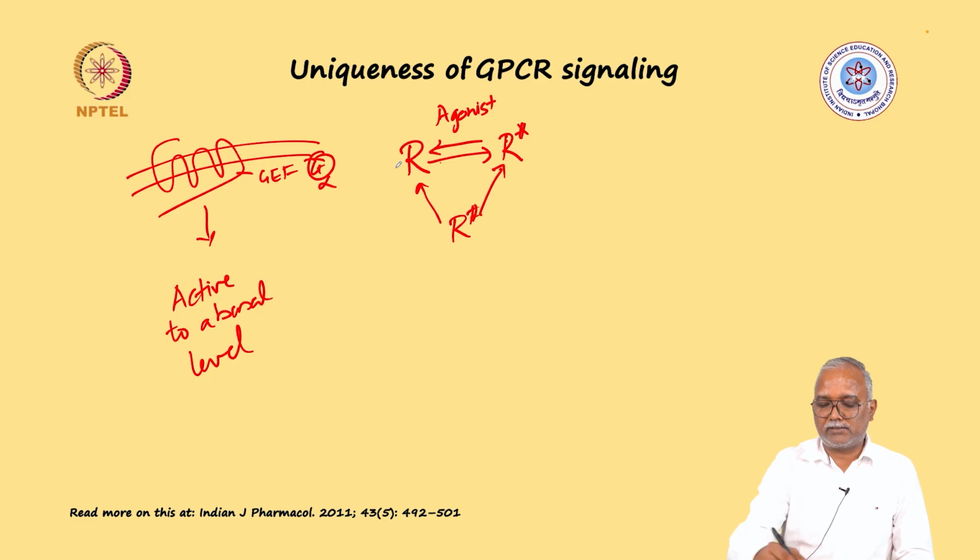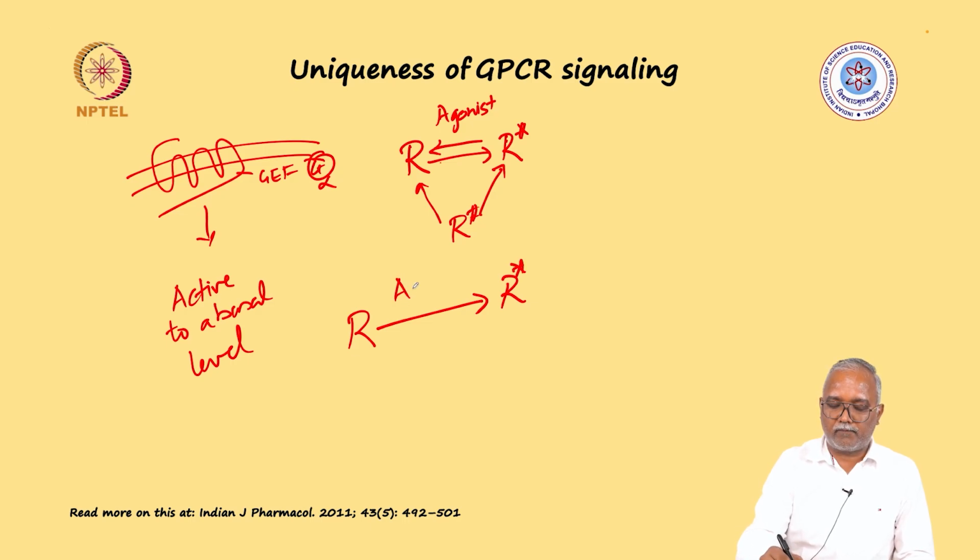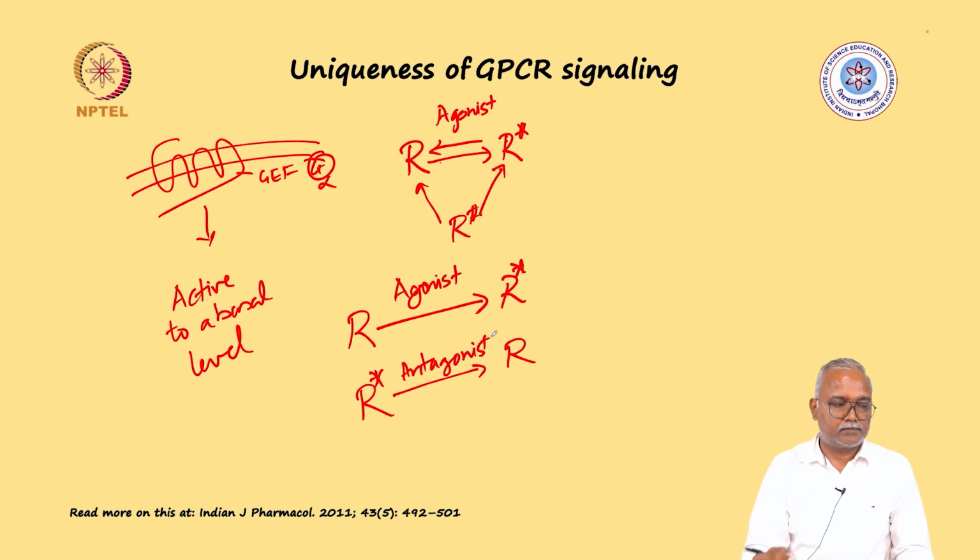So as you would understand, the R going to R prime, this forward signaling or forward movement of the reaction, will be done by agonist. R prime or R star activated goes to R, the inactive receptor, this will be done by antagonist. Also, there is something called inverse agonist in this case.